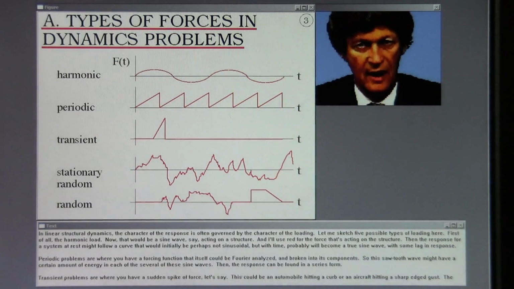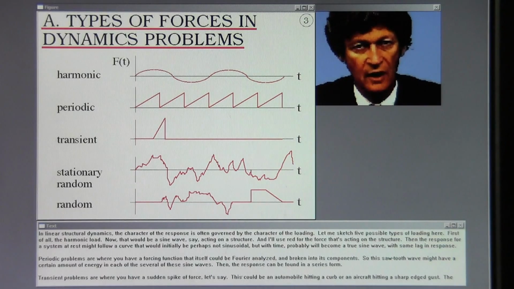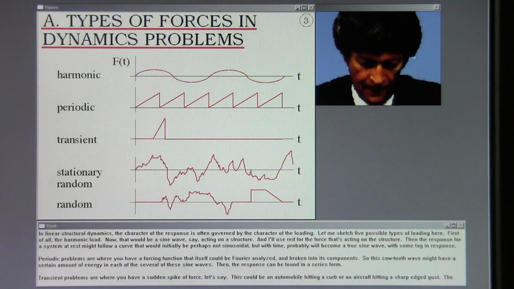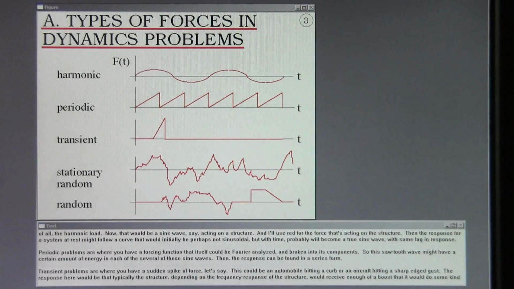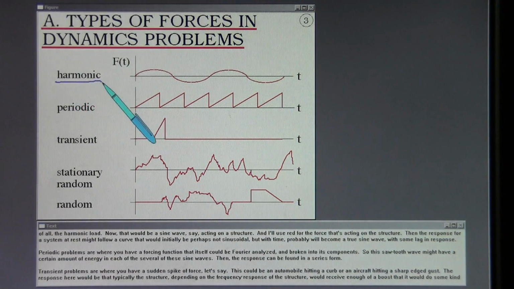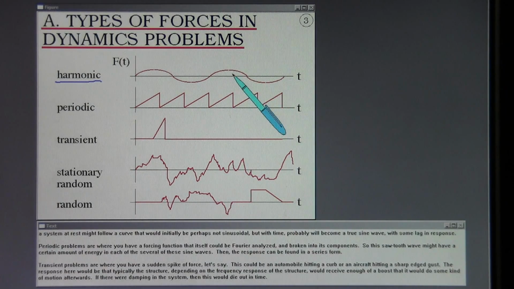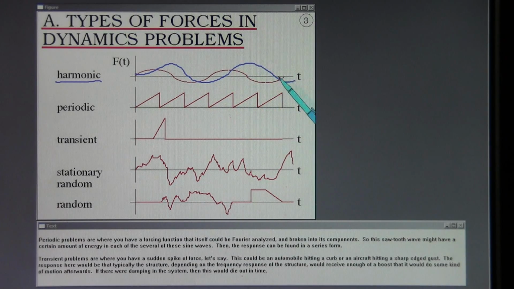In linear structural dynamics, the character of the response is often governed by the character of the loading. Let me sketch 5 possible types of loading here. First of all, the harmonic load. Now, that would be a sine wave, say, acting on a structure, and I'll use red for the force that's acting on the structure. Then the response for a system at rest might follow a curve that would initially be perhaps not sinusoidal, but with time probably will become a true sine wave with some lag in response.